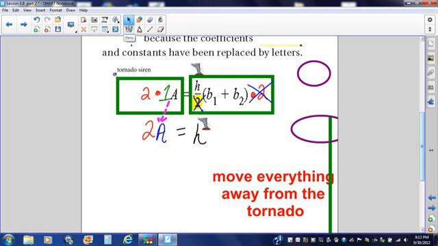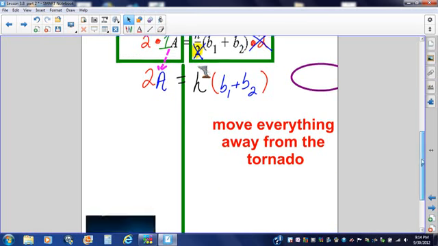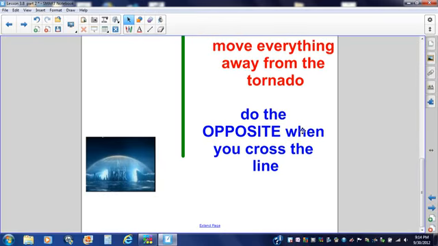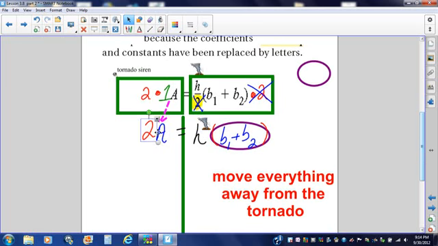And I have parentheses, b1 plus b2. So write yourself the parentheses and b1 plus b2. Now, remember, you do the opposite when you cross the line. So we have to move this b1 and b2 away from that tornado. Remember that the 2 and the a are safe from the tornado because we have our force field activated, turned on, and the tornado cannot get across that force field.